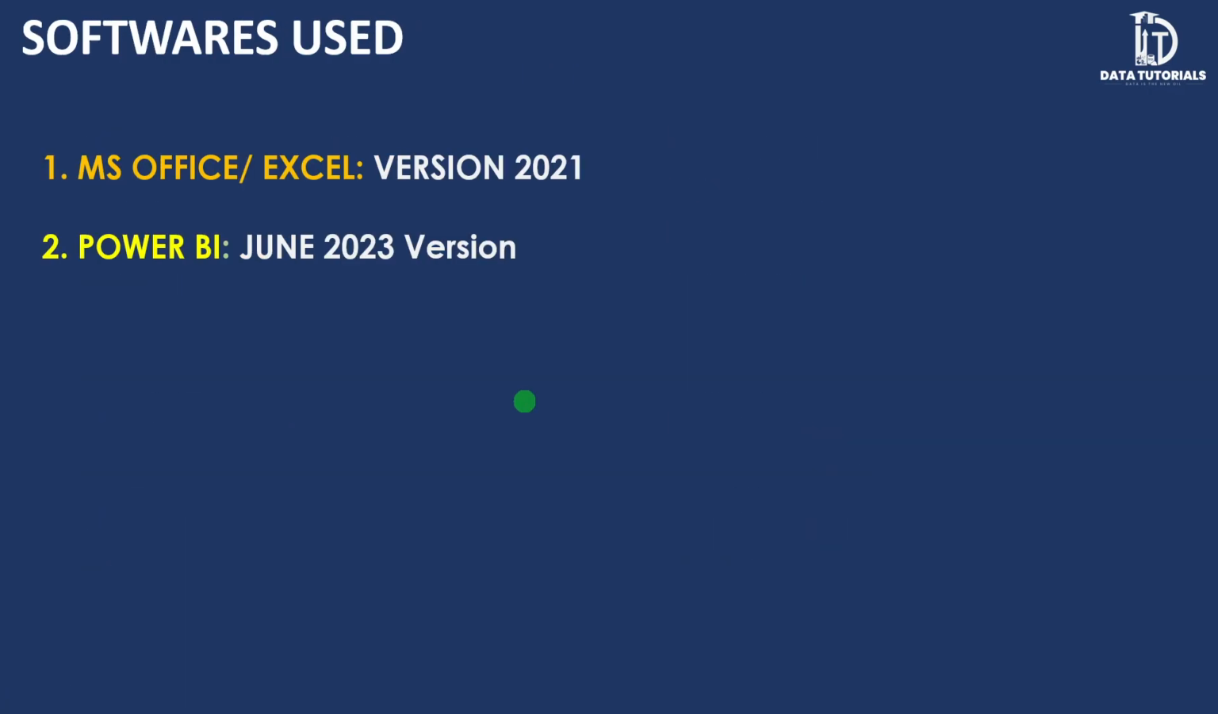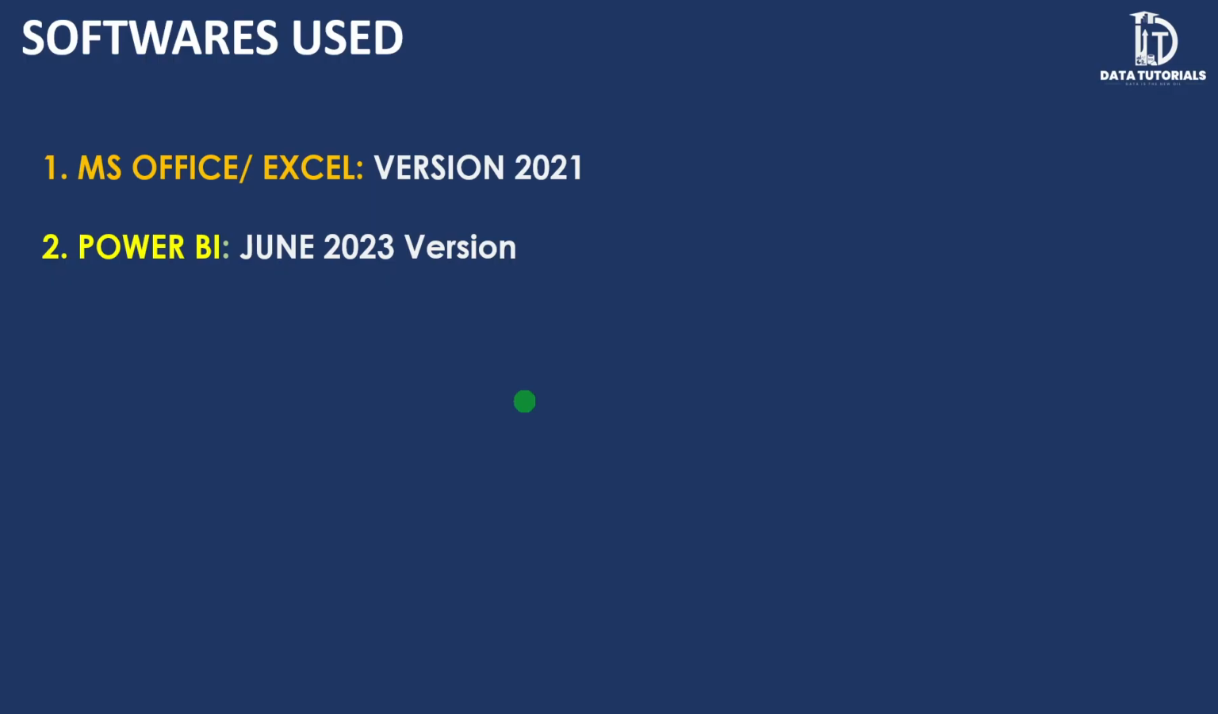Got it? And next, what are the different software that we are going to use in this particular video? First one is MS Office or Excel, the version which we are going to use is the 2021 version. It will be good for you also if you're using 2016 or more than 2016, then it will give the same results. And for Power BI, we are going to use the June 2023 version. The last release was in June 2023, and from that we are going to make this particular dashboard.